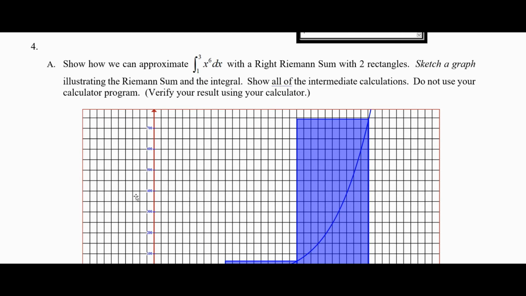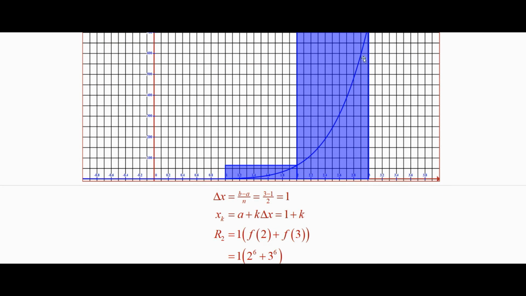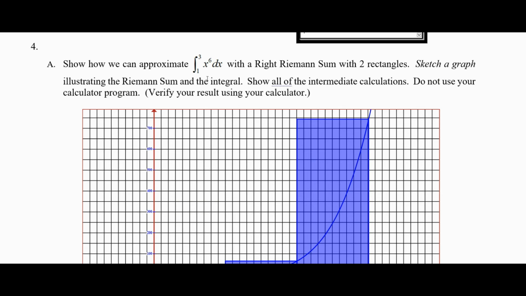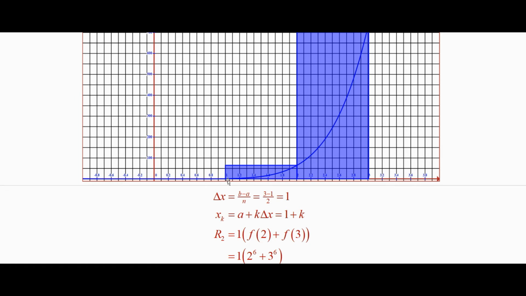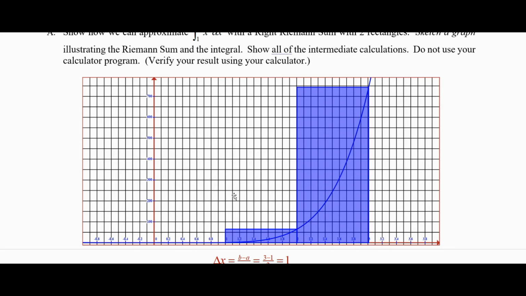Next, we want to look at y equals x to the 6th, which looks like this. We want to look at the integral from 1 to 3, but just 2 right Riemann sum rectangles. So we're looking at the area underneath this curve and above the x-axis, right in here, is the actual integral. The right Riemann sum is going to be quite a bit of an overestimate of that.